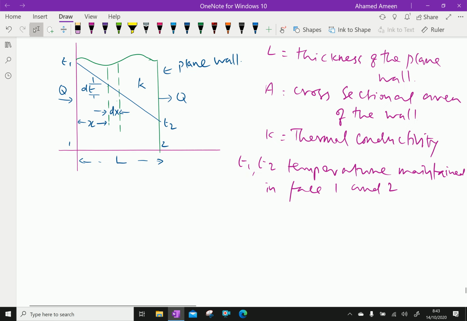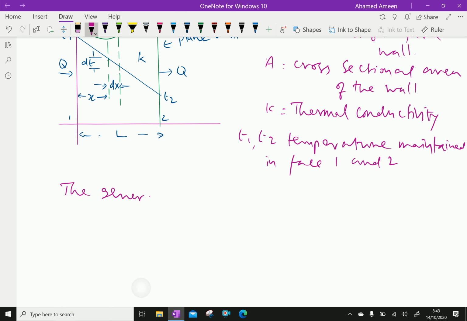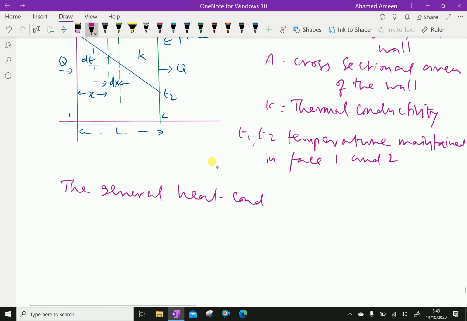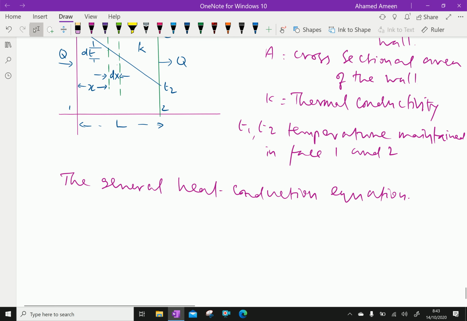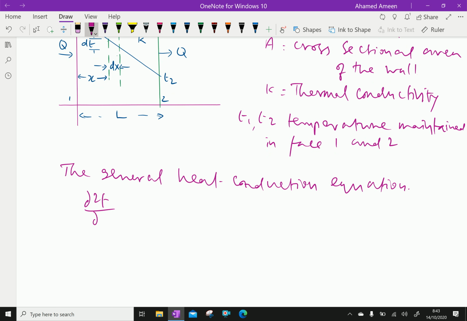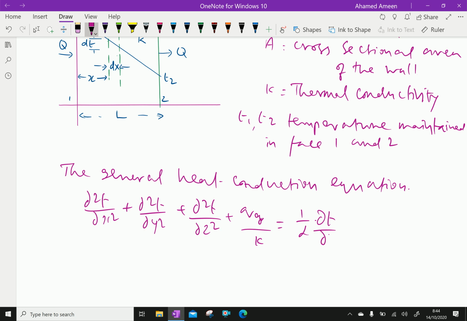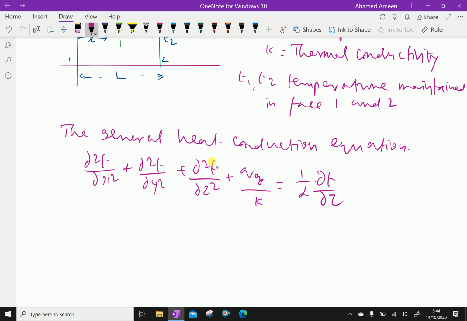Now the general heat conduction equation: del square T by del x square plus del square T by del y square plus del square T by del z square plus Qg over K equals 1 over alpha into del T by del tau. Let it be equation 1.